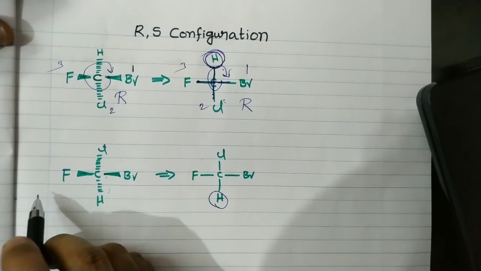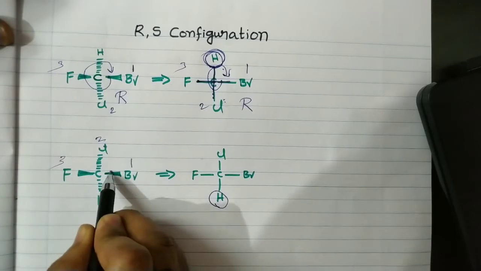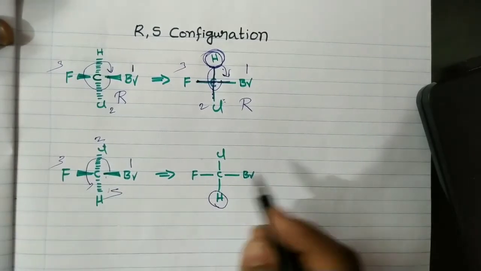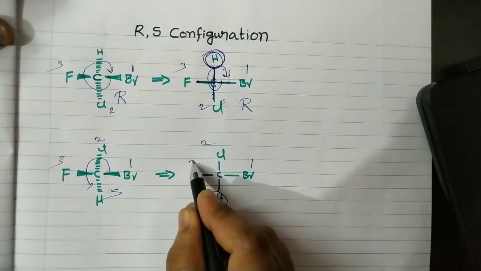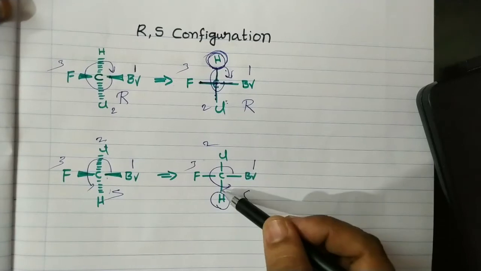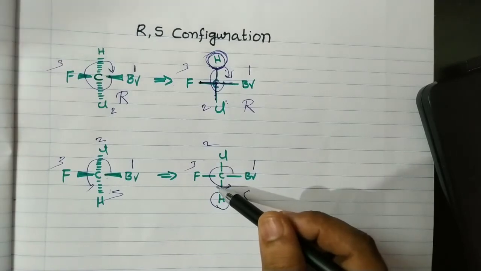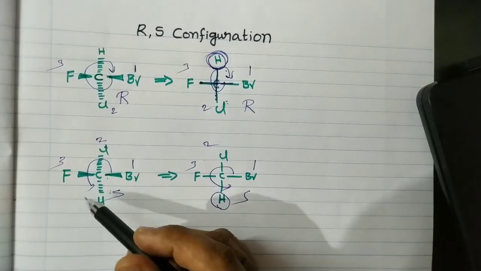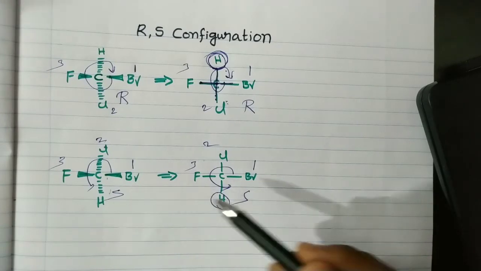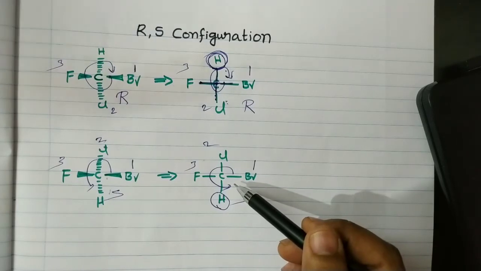Next, coming to this one, here first priority, here second priority, this is third priority, this one is S configuration, anti-clockwise direction. Here again first priority, second priority, third priority, anti-clockwise direction, S configuration. Because the least priority group is on the vertical line. In 2D representation, if the least priority group is on the vertical line, it means in its exact 3D structure that group is below the plane. So directly we can take clockwise direction as R configuration and anti-clockwise direction as S configuration.